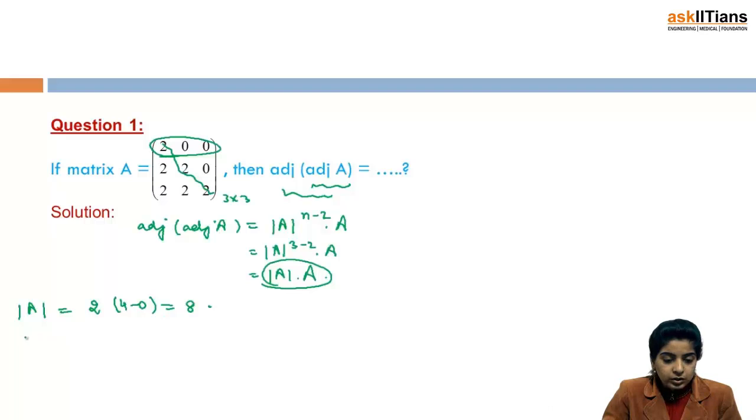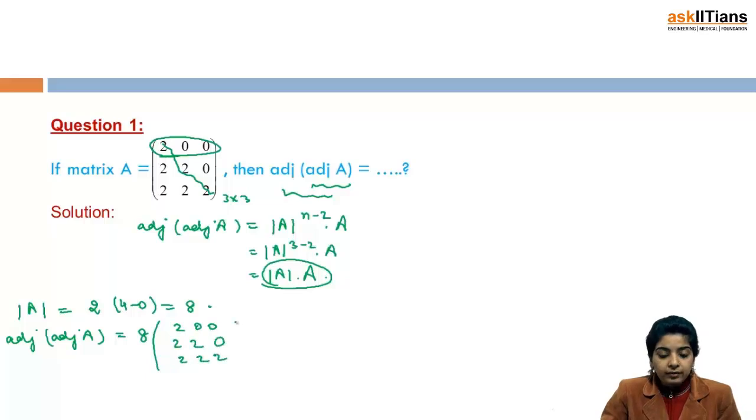Now what I do is I need to compute adjoint of A. So that is determinant of A into A. So that is 2 0 0, 2 2 0, 2 2 2. And so this is simply, either what you can do is you can take out 2 common and we have 16, and what we are left with is 1 1 0 and 1 1 1. This is the final answer.